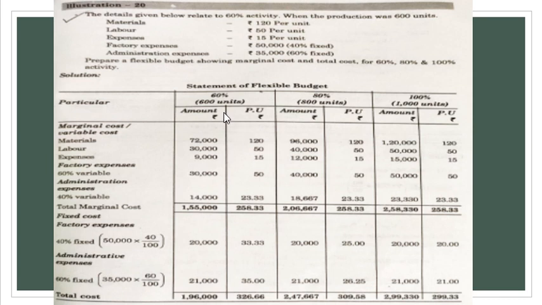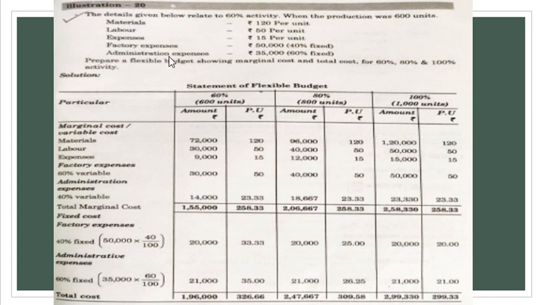So 120 into 600 units will give you 72,000. 50 into 600 units gives 30,000. 15 into 600 units gives 9,000. The same thing for 800 units: 120 into 800 gives 96,000, 50 into 800 gives 40,000, and 15 into 800 gives 12,000. Then for 100% with 1000 units, 120 into 1000 gives 1,20,000, 50 into 1000 gives 50,000, and 15 into 1000 gives 15,000. So this is your total manufacturing expenses incurred.